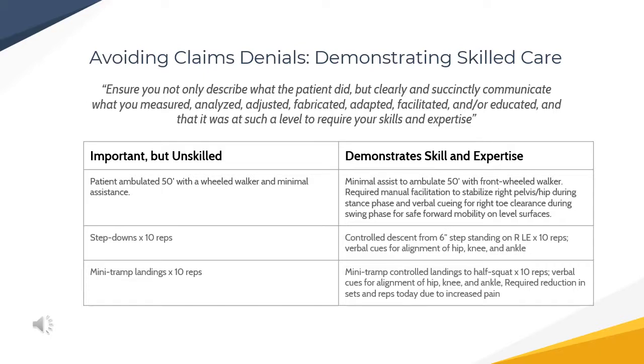So the second example, it has on the left step downs 10 repetitions, and on the right it says control descent from 6-inch step standing on right lower extremity 10 reps with verbal cueing for alignment of hip, knee, and ankle. So the example on the right would be considered skilled care because it mentions verbal cueing to maintain correct body alignment. So the third example is very similar. It says mini trampoline landings times 10 reps. And again, they mention verbal cueing, but they also mention a modification due to patient response to therapy. So both of those things would make this example skilled care.